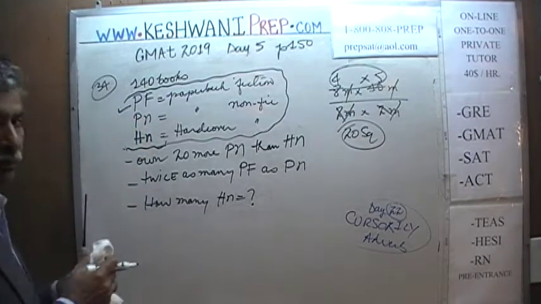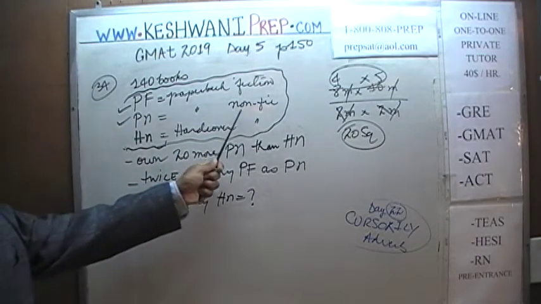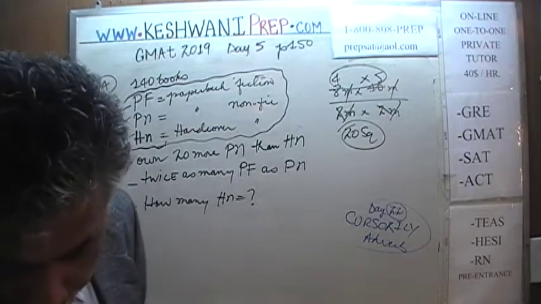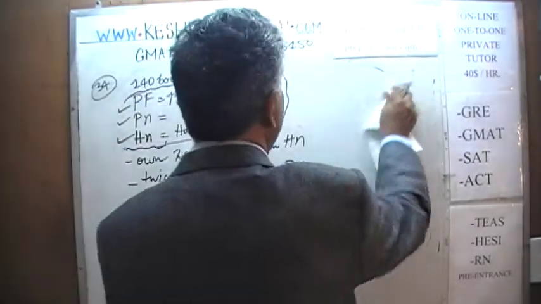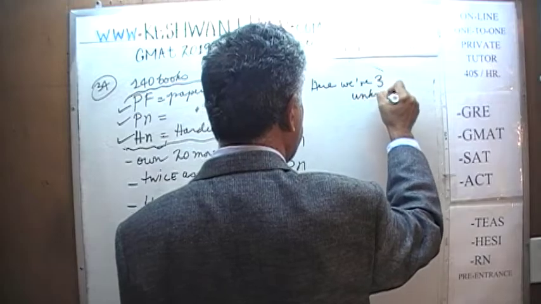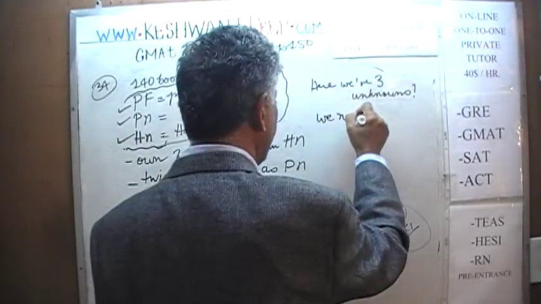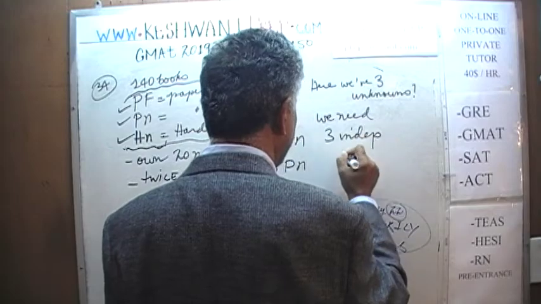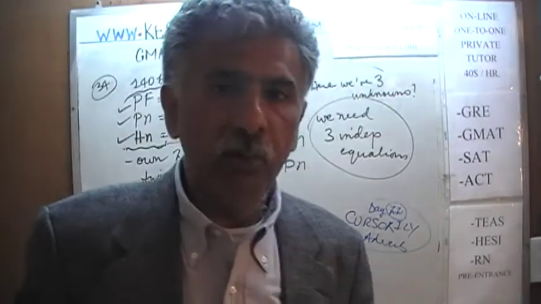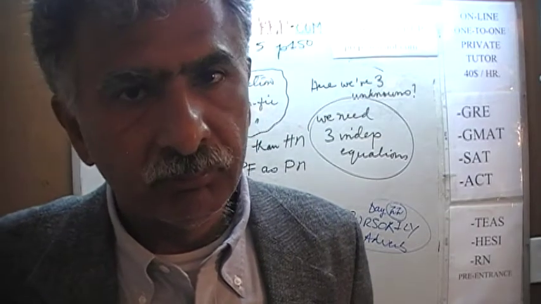The first unknown, we do not know the quantity of paperback fiction. They do not tell us that. Here's the second unknown. We do not know how many paperback nonfiction we have. And of course, we do not know how many hardcover nonfiction we have. There are three unknowns. Since we have three unknowns, we need three independent equations. Unless we come up with three independent equations, we cannot solve for these three unknowns. Our job is to somehow figure out how to come up with the three equations. Can you figure it out?